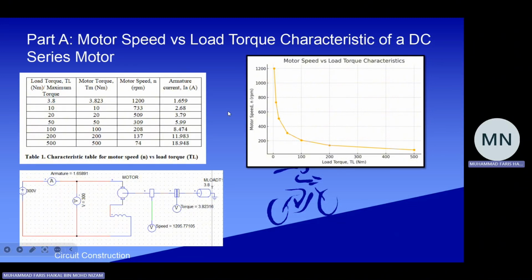So, as you can see, this is how we build the circuit. The torque sensor and speed sensor must be connected to the motor and between the motor and motor load to get the result. Table 1 shows the characteristic table for motor speed versus motor load, and this graph shows the motor speed versus load characteristic.